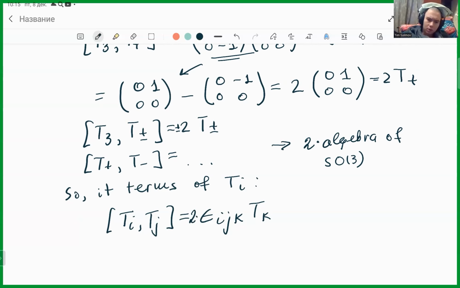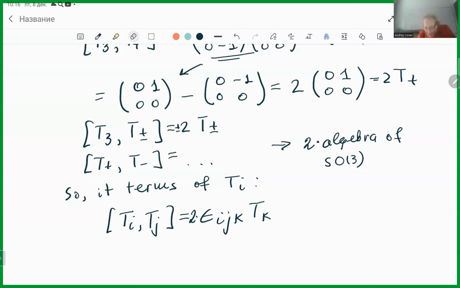Wait, are you sure about this? Because the commutator of T plus and T minus is just T3 without a 2. So it is just SL2, which after a change of basis becomes just regular SO3. Isn't it? Without a 2.